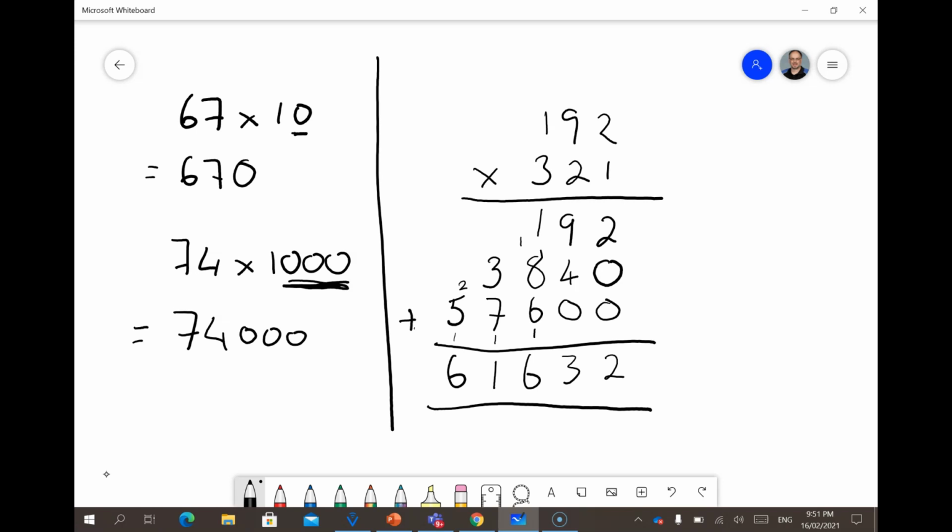And if we're doing the vertical algorithm with a multiplier that is bigger than a single digit, we go through this process here, where we work out each line with the 0 at the start to represent or to keep us in line, and then make sure we add them up at the end to get our final answer.